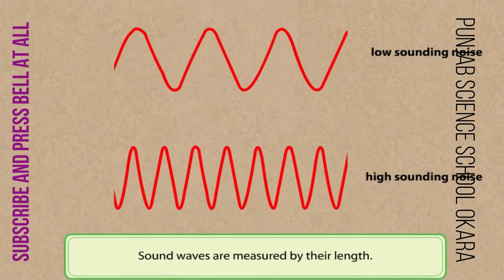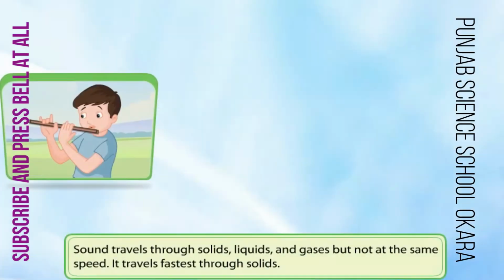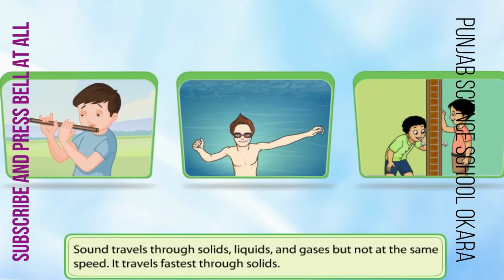Sound waves are measured by their length. Low-sounding noises have larger spaces between each crest of the wave than higher-sounding noises. Sound can travel through all forms of matter. It travels through water 4 times faster than it travels through air. It travels even faster through solids.